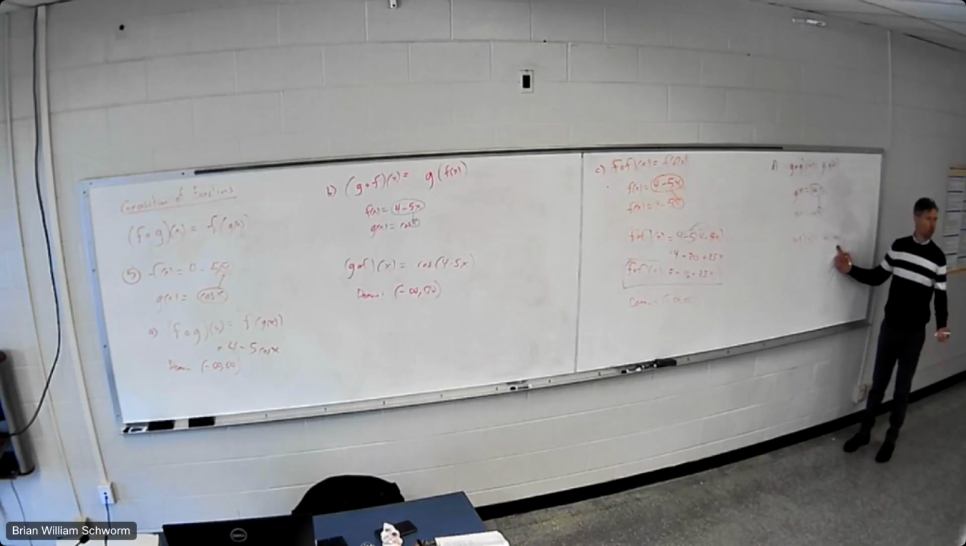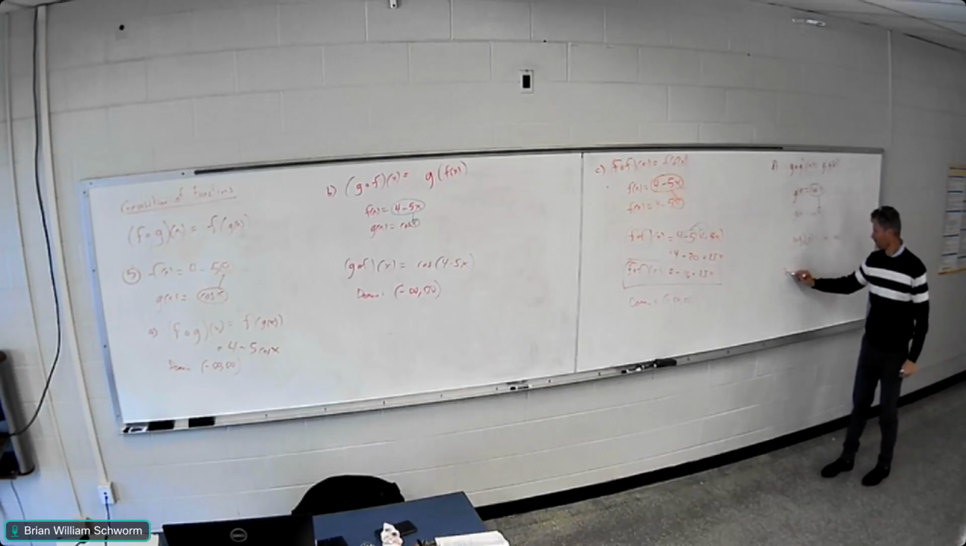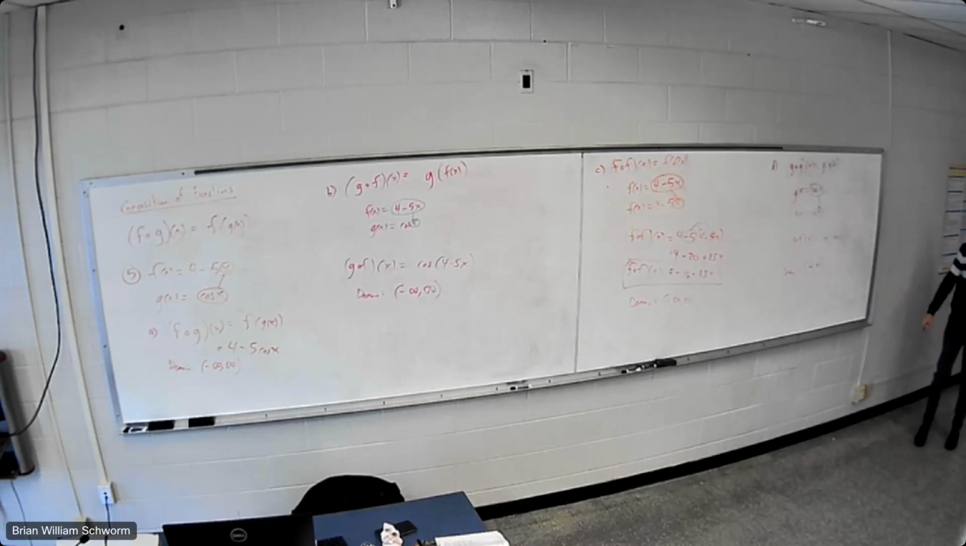Domain again is all real numbers. So I could plug in anything for cosine, and then when I get there, I'd be able to plug it into the other cosine. So negative infinity to positive infinity as well.